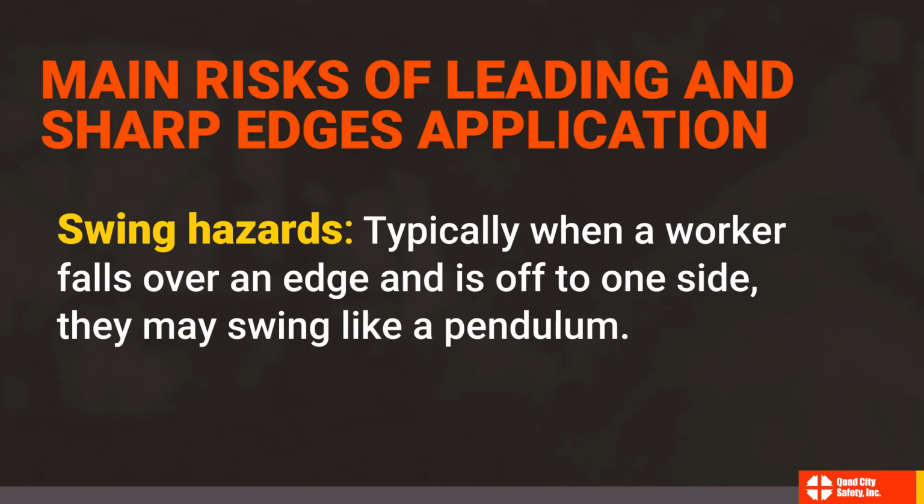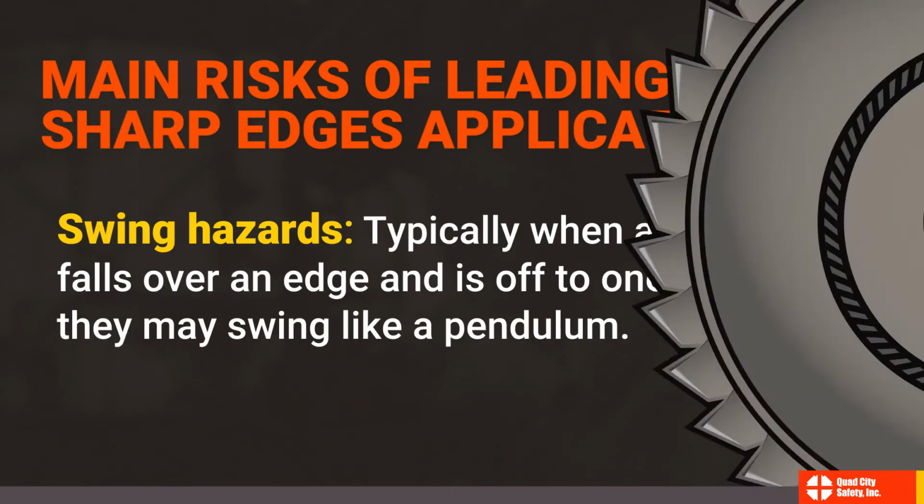Swing hazards. It's dangerous enough when a worker falls, but if they fall over an edge, they have increased risks. Typically, when a worker falls over an edge and is off to one side, they may swing like a pendulum. Think of what happens to their lifeline as they swing back and forth. The best image I can conjure is like a saw.